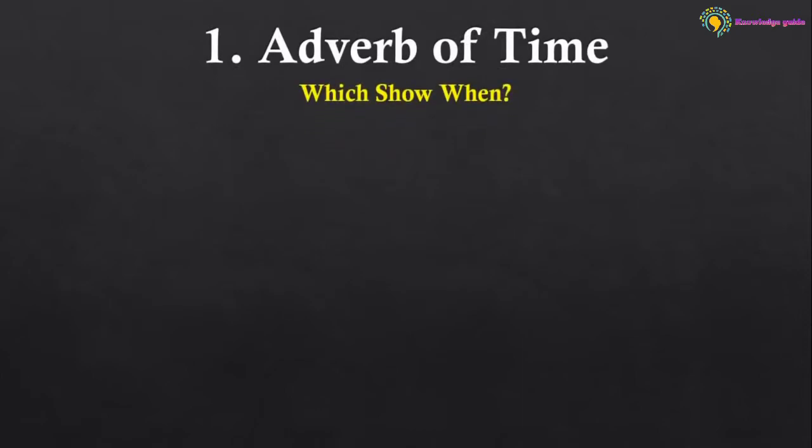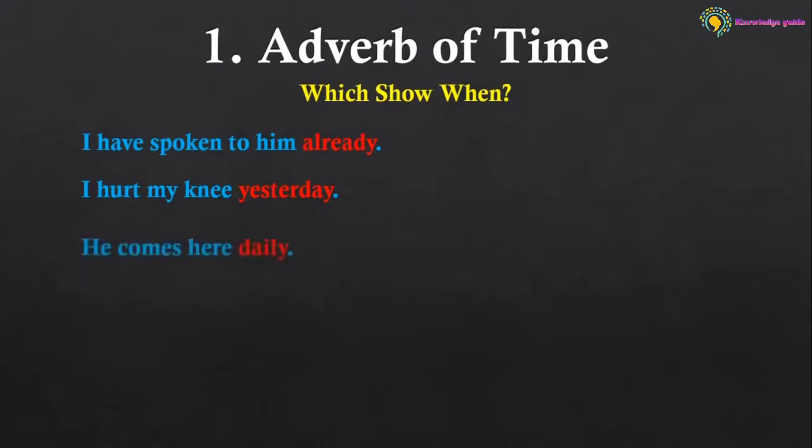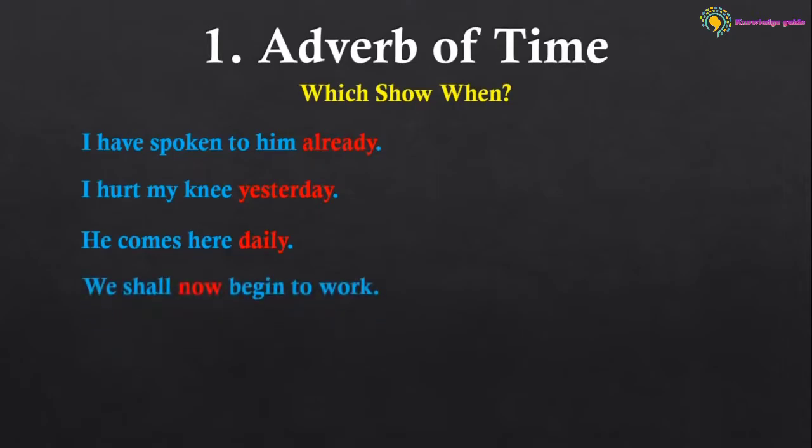Adverbs of time show when. I have spoken to him already. In this sentence, already is an adverb of time, showing when it has been spoken. Next: I hurt my knee yesterday. Here the time of hurting the knee is shown by the adverb yesterday. He comes here daily. The word daily also shows time.